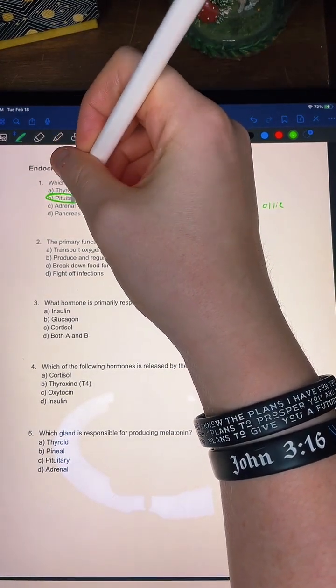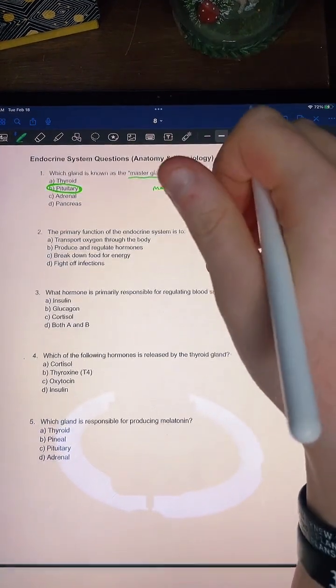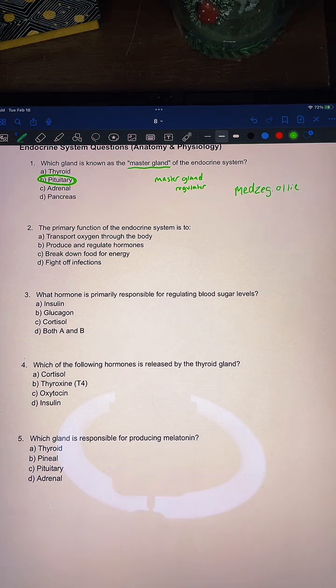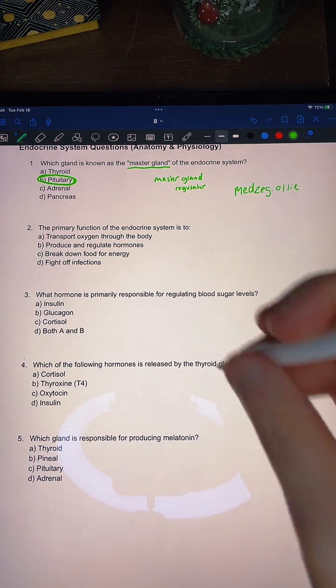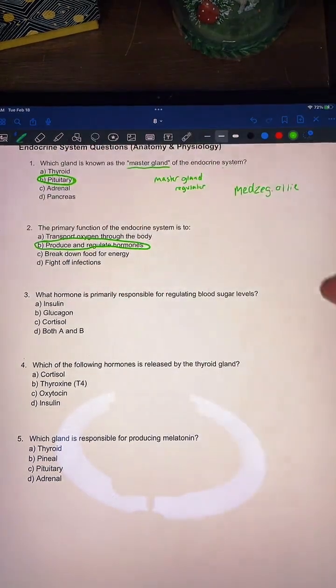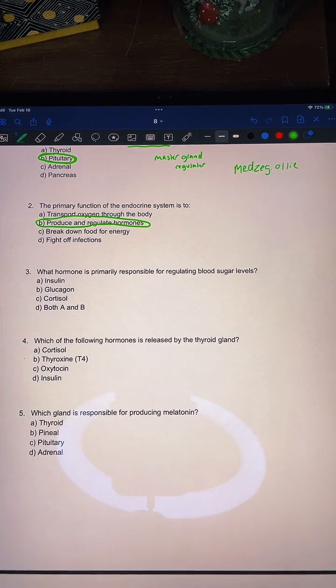These questions are going to start off a little easier and then we'll get a little more difficult as we go along. The primary function of the endocrine system is to what? It is essentially the importance. B, yes. Produce and regulate hormones. Good. Congratulations, guys.